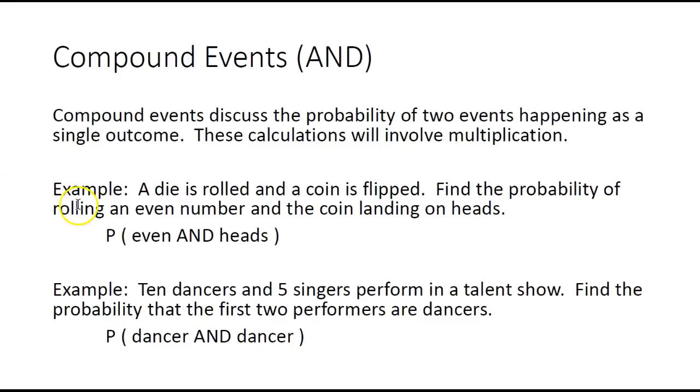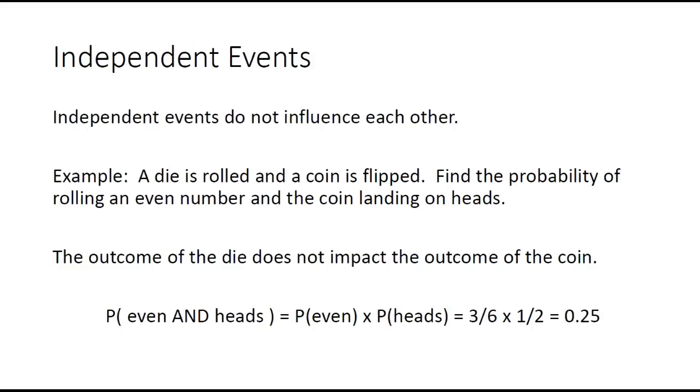In the first example, we are flipping a coin and rolling a die, which is two different events. In the second example, we are picking two people, which is also two events. There are different types of compound events.